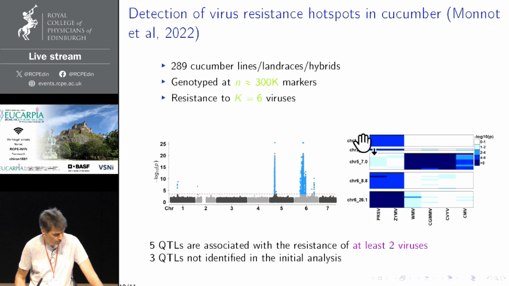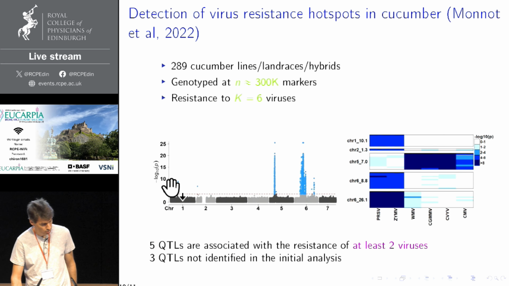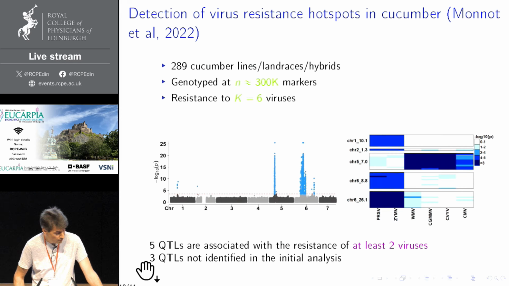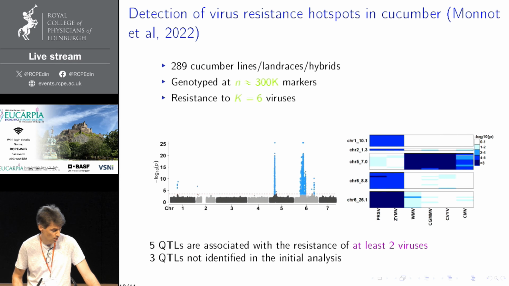And here are the results that we get. You can see that we have some clear hotspots of resistance. Among the 5 QTL, among the 5 regions that were detected, 2 were already observed in the initial article, but 3 were newly detected by our method.